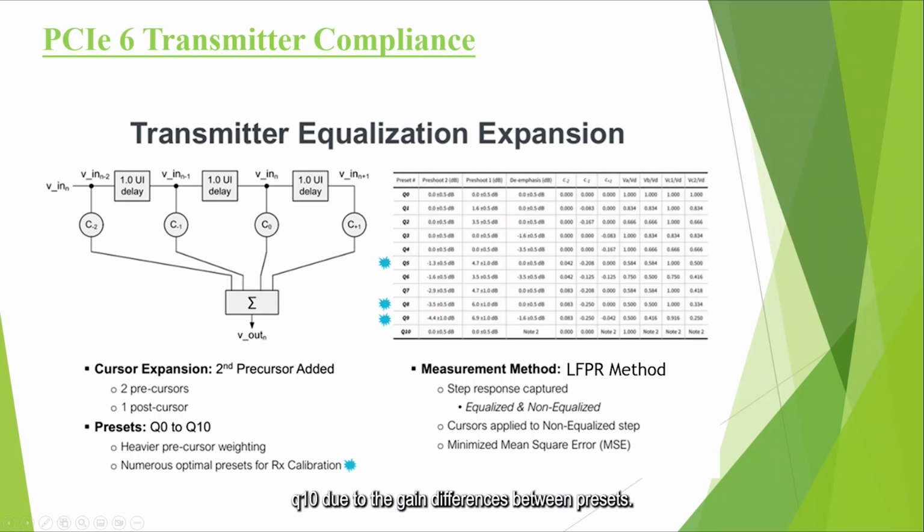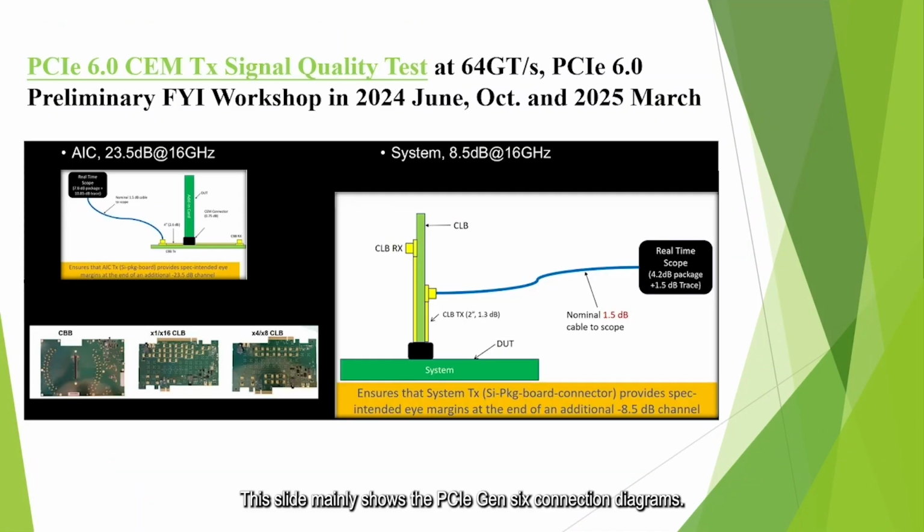For Q0 to Q10, due to the gain differences between presets, most signal quality tests currently use Q5, Q8, and Q9. There are also some test items that must be measured using Q0 only, which we will introduce in the following sections. This slide mainly shows the PCIe Gen 6 connection diagrams.